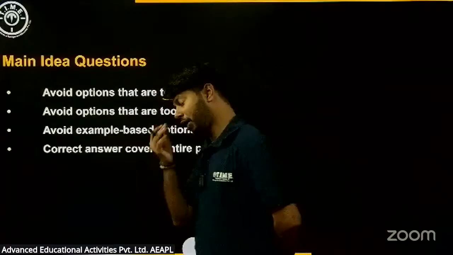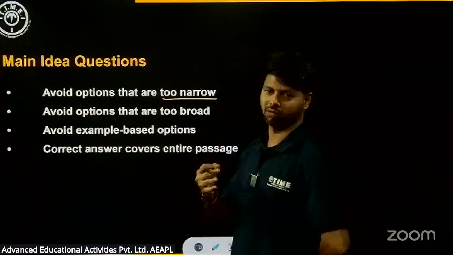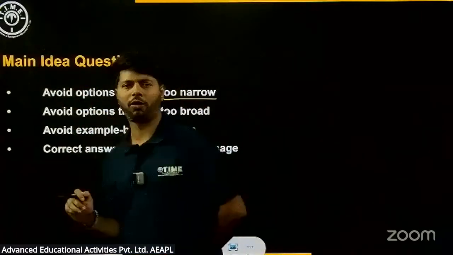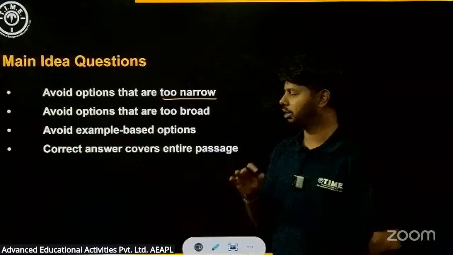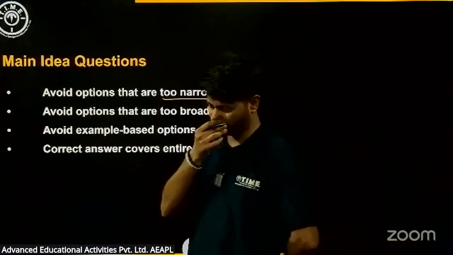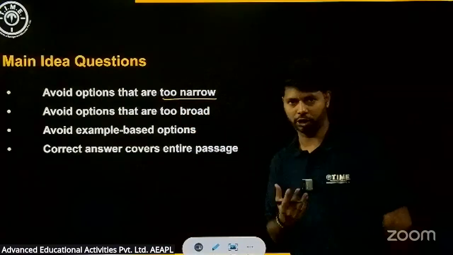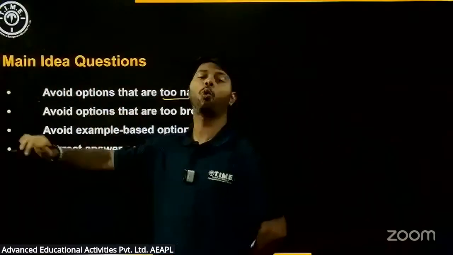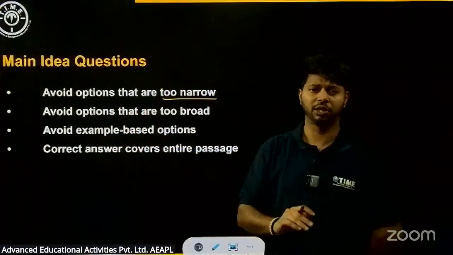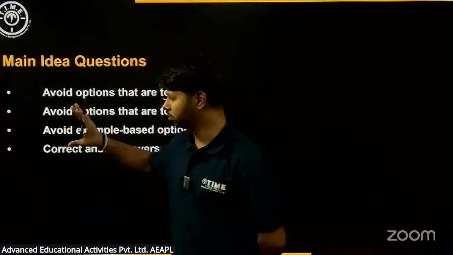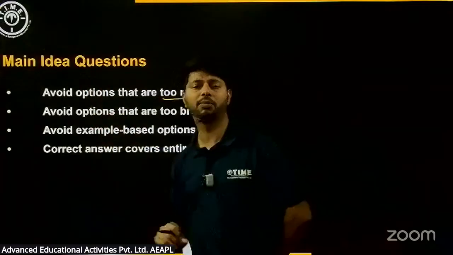Avoid example-based options is one of the things. General main idea questions are not really specific to the idea, like the name itself suggests, right? So, examples are something that need to be avoided. Correct answer covers the entire passage, right? This is basically the paramount situation in the sense that the right option has to cover the whole thing. Option elimination is one of the core ideas of answering the main idea question. Perhaps the most prominent place where option elimination shows itself is the main idea. All right.